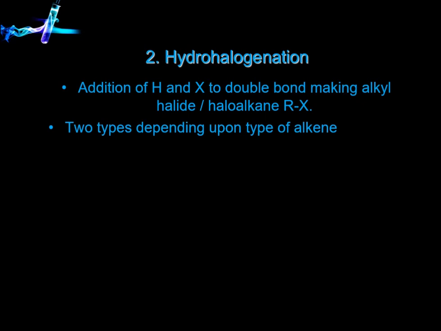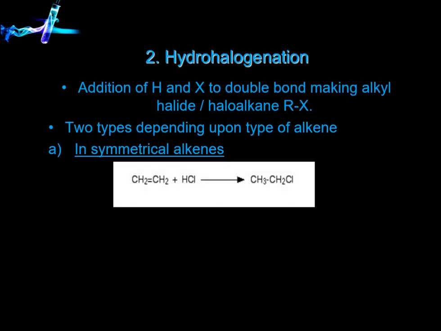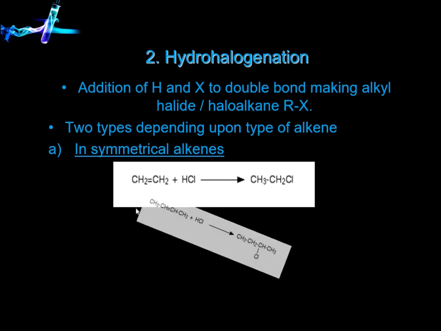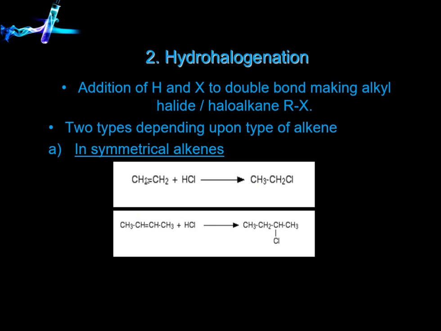There are two kinds of this reaction, hydrohalogenation, which depends upon the type of alkene which you are using. The first is symmetrical alkenes. If we are having symmetrical alkenes, then the reaction will proceed in a normal manner. This is a symmetrical alkene, ethene, being shown to you. Hydrogen and halide are added to the alkene. The double bond, the pi bond, will be broken up. Hydrogen can be added to one carbon and chlorine can be added to the other carbon, and ethyl chloride will be produced. A symmetrical alkene is the one which is having the same kind of environment around the double bond.